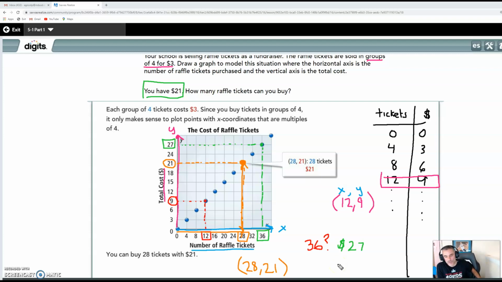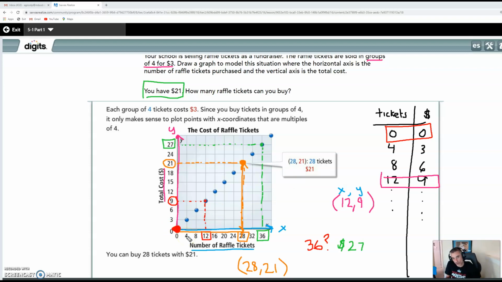Now, the graphs of all proportional relationships have several things in common. Number one is they're all going to pass through the origin. They're all going to pass through the point 0, 0. That is right here. That's because, in this case, for example, if I buy 0 tickets, it's going to cost me $0. If I score 0 touchdowns, I'm going to have 0 points. If I make 0 3-pointers, I'm going to have 0 points, right? If I have 0 $100 bills, I have no money, right? I have $0. So every proportional relationship is going to pass through the origin.